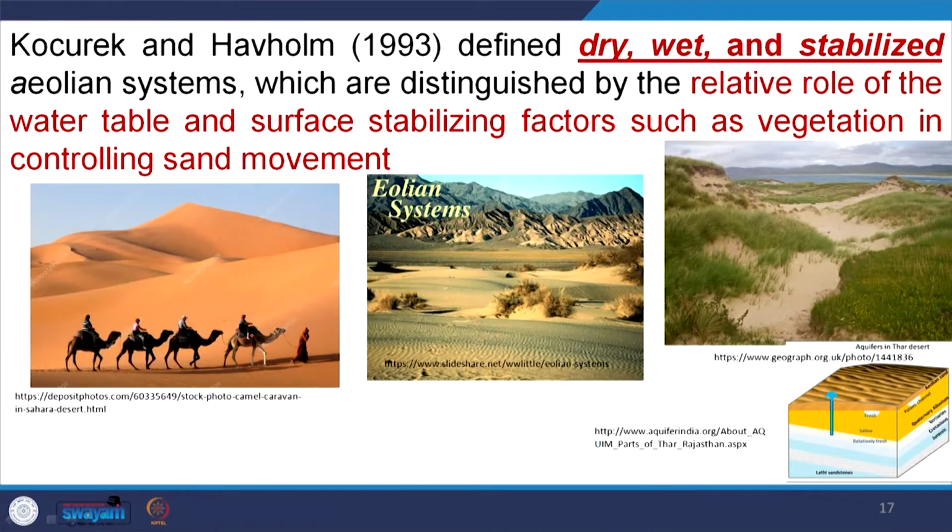So, today we are going to discuss some other aspects of the dune classification. Here, if you see these two gentlemen, Kocurek and Havholm, in 1993 they defined that dunes can be classified by dry, wet and stabilized eolian systems. So, what is this dry eolian system? If you see three photographs representing these three scenarios, this is the dry system, that means free sand, free movement of sand, there will be no moisture at all, no vegetation.